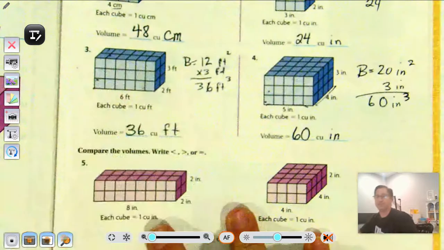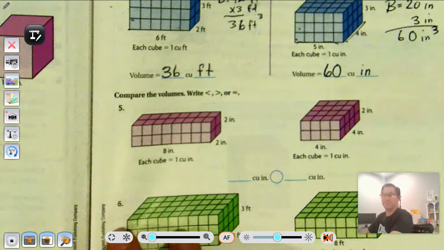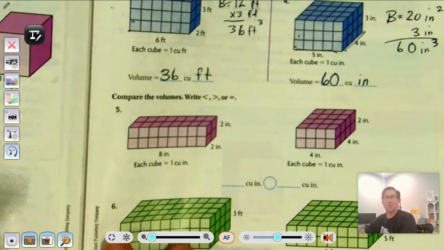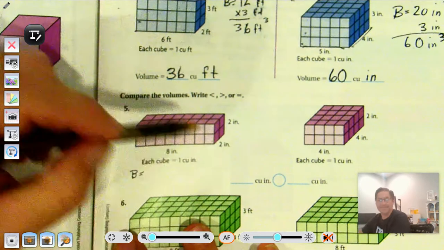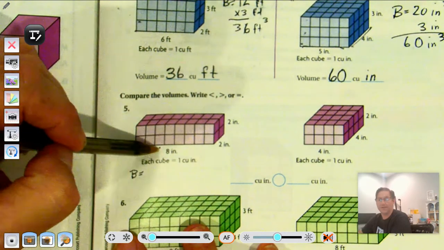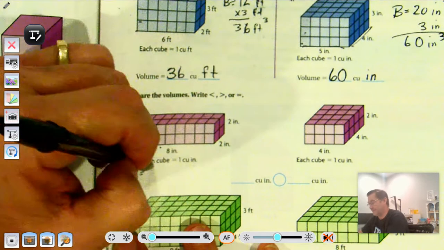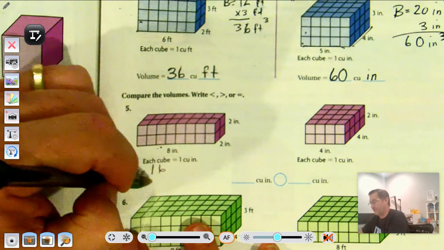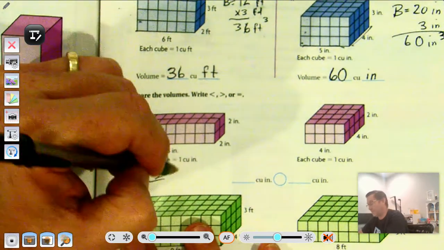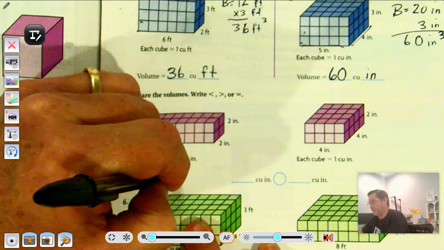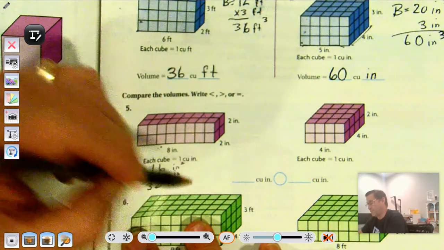Cubic inches. All right, number 5, compare the volumes. Well, this one has a base of 16. I'm going to just have to do 8 times 2. Okay, 2, 4, 6, 8, 10, 12, 14, 16. And I have a height of 2. So I'm going to multiply the base by 2. So 16 inches square by 2 inches tall would give me 32 cubic inches.